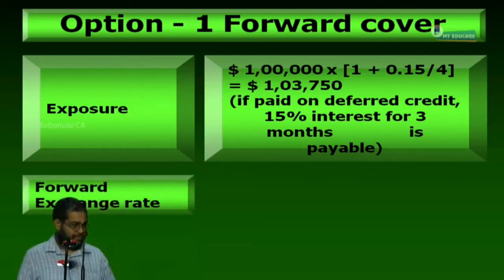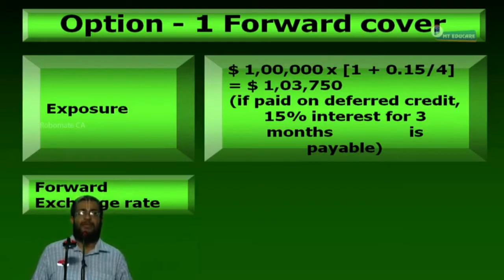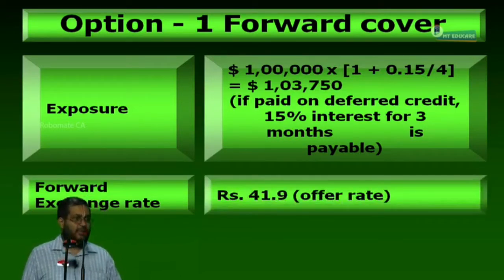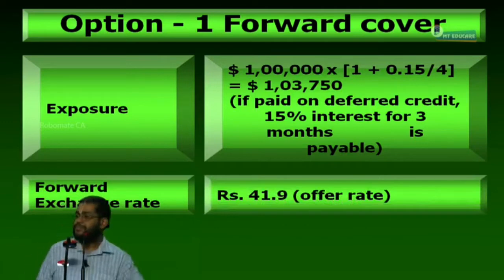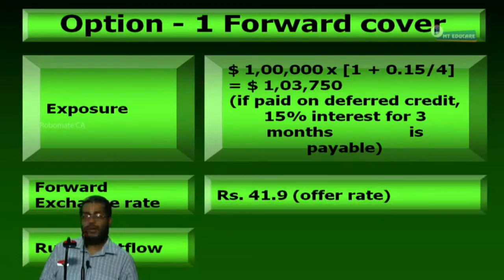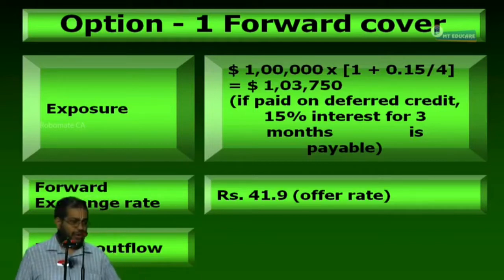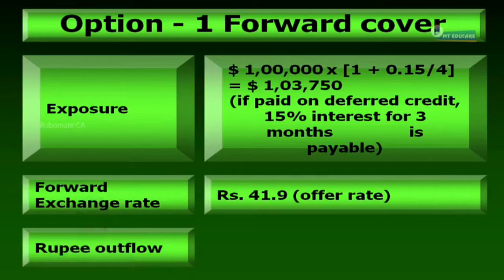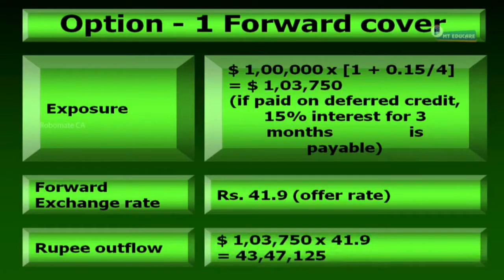Forward exchange rate. Answer my question: forward bid or forward offer? It is 41.90 offer rate, rupees 41.90 offer rate. Rupee outflow: 103,750 into 41.90, which is 43,47,125 rupees. Everybody, can I proceed?